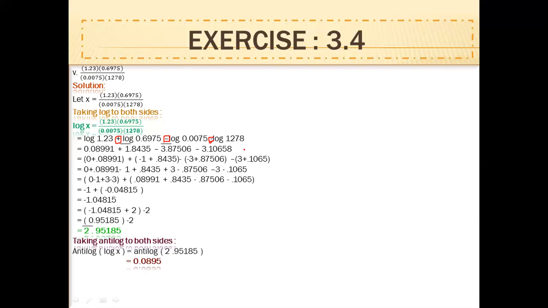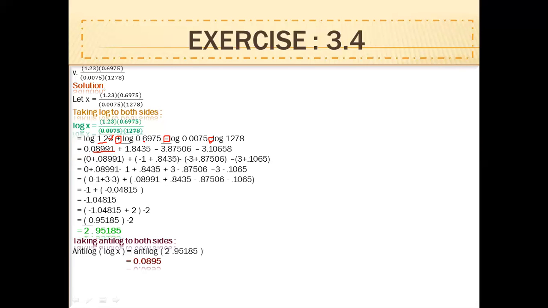Now again applying the same rule, we check the log of 1.23. You convert it into scientific notation and the characteristic will become 0. In the table of log, we check 12 in the column of 3 because there is no other number, and there is 0.08991. The characteristic is 0 and our mantissa is 0.08991.